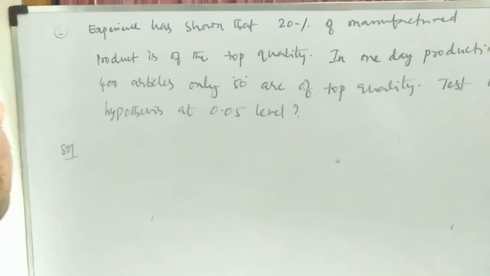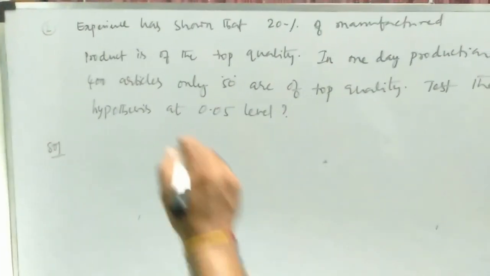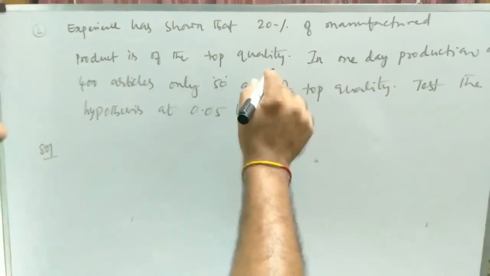Second problem. Experience has shown that 20% of manufactured product is of the top quality.